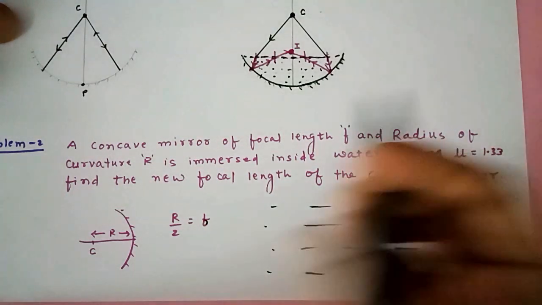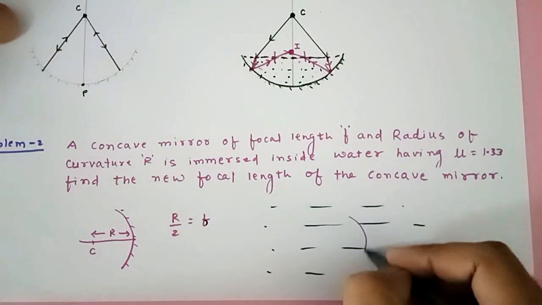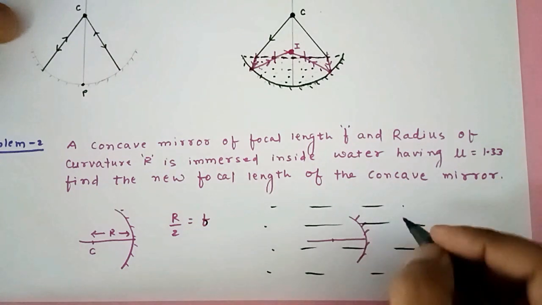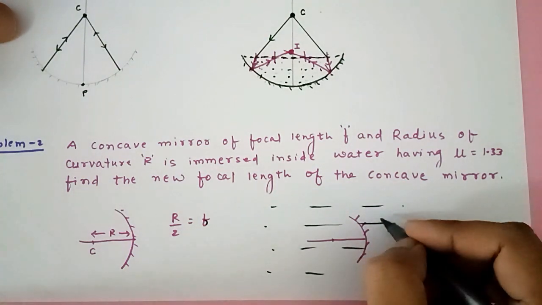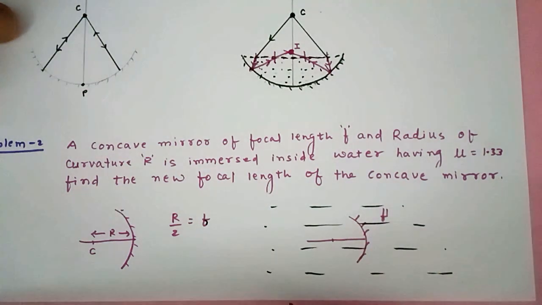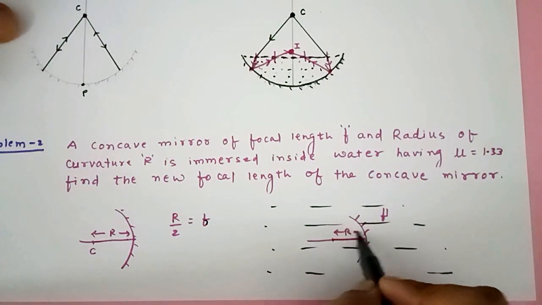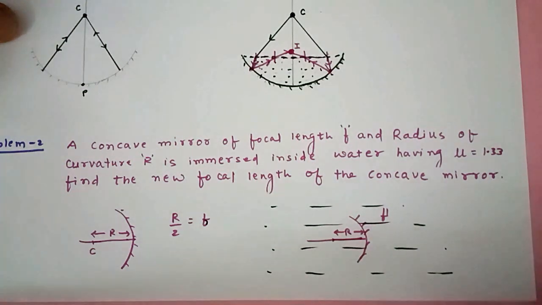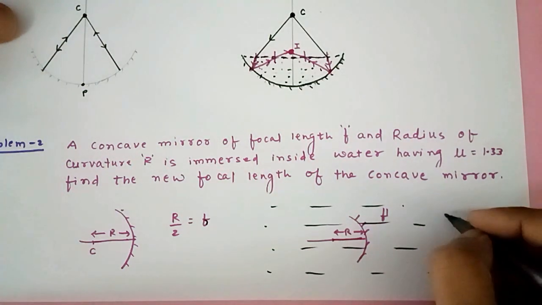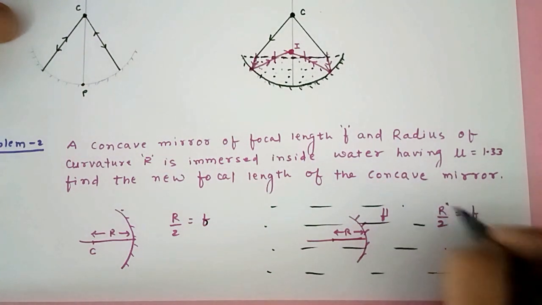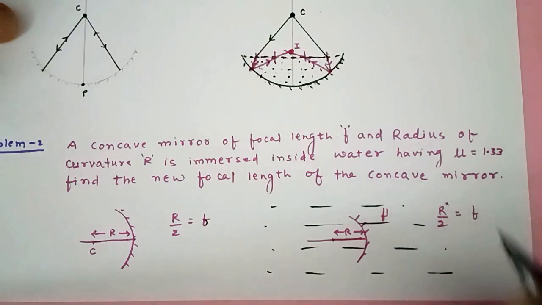Now inside the water, if I immerse the same mirror, then what will be its new focal length? Suppose the new focal length is f dash, but the focal length is not going to change because the radius of curvature remains the same. If the radius of curvature remains the same, then radius divided by 2 is the focal length. So no change in the radius of curvature, no change in the focal length.